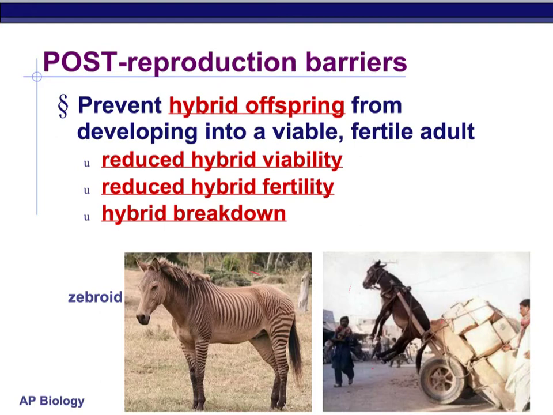So two classic examples of hybrid offspring are zebroids and mules. So let's go through it.